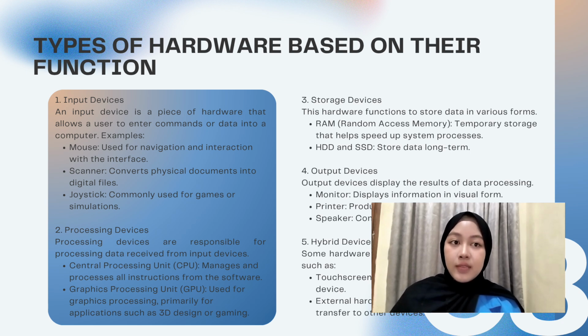Okay, now about the types of hardware based on their function. First, input devices are hardware that allow us to enter data or commands into a computer. For example, a mouse is used for navigation and interaction. A scanner converts physical documents into digital files, and a joystick is commonly used for games or simulation.